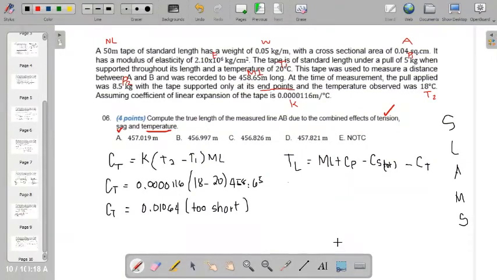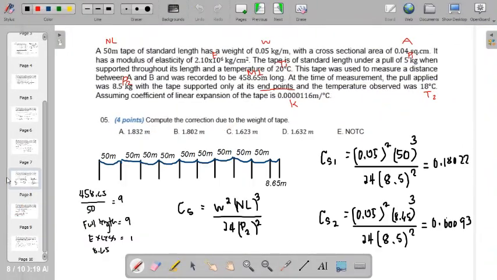So when your tape is too short, like we have in the temperature correction, and you measure with it, we usually subtract. In the case of the pull, since it's positive, it's the opposite. When the tape is too long and you measured with it, instead of subtracting, you add. So this is our guide.